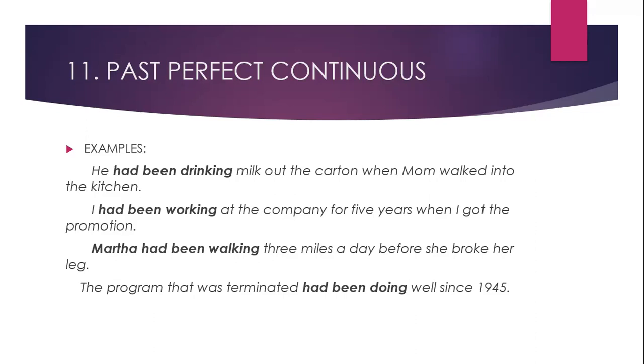Mother had been walking 3 miles a day before she broke her ankle or her leg. So you see, when you use the past perfect continuous, you show an action that took place in the past and it continued for a certain period of time in the past. But right now, it doesn't exist anymore. You don't do that anymore. Okay.